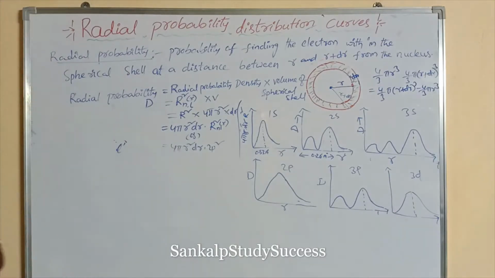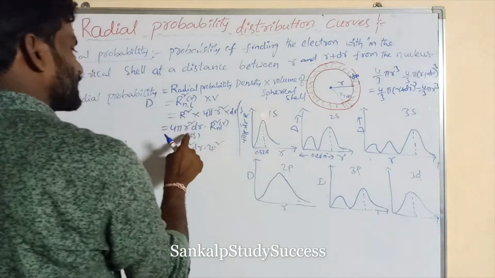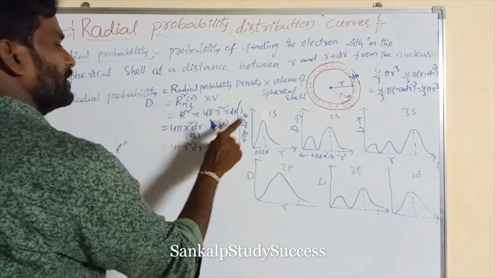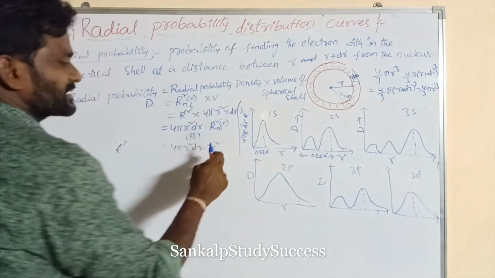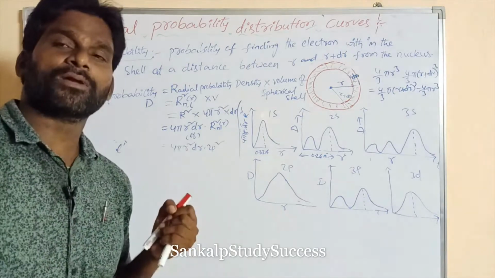Finally we can write 4 pi r square dr into R square, or 4 pi r square dr into psi square. R square and psi square are both the same. That is the radial probability density.